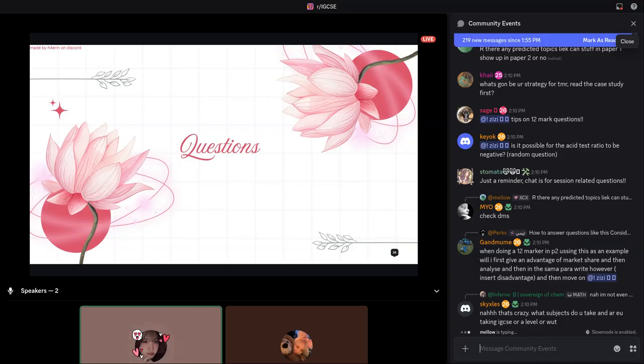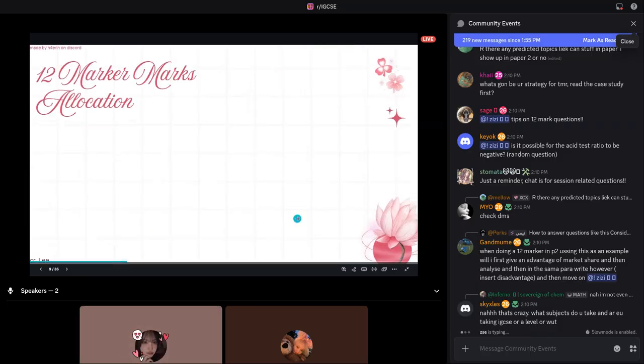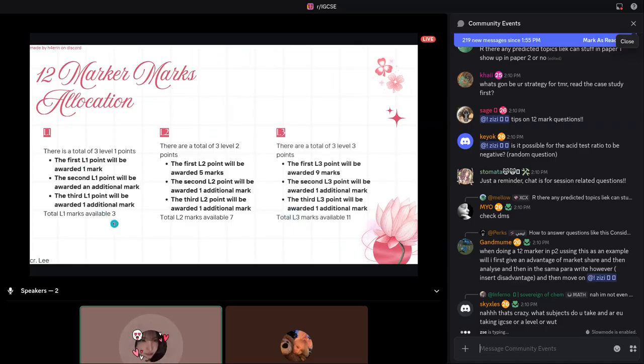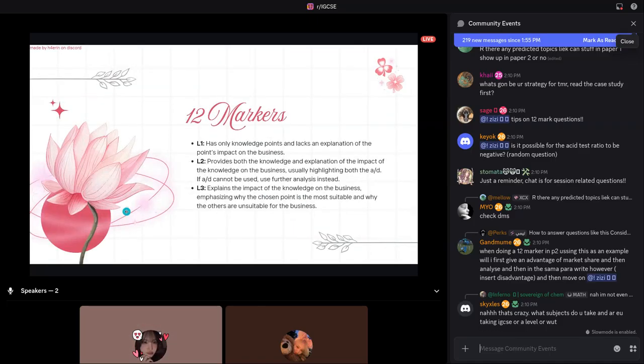Can you give the structure for 12 marker questions? I'm seriously clueless on 12 markers. There is no structure to 12 markers. It is based on levels. Where is my slide about levels? Please refer to this or the previous slide. Yes, the previous slide. Oh, that's okay.